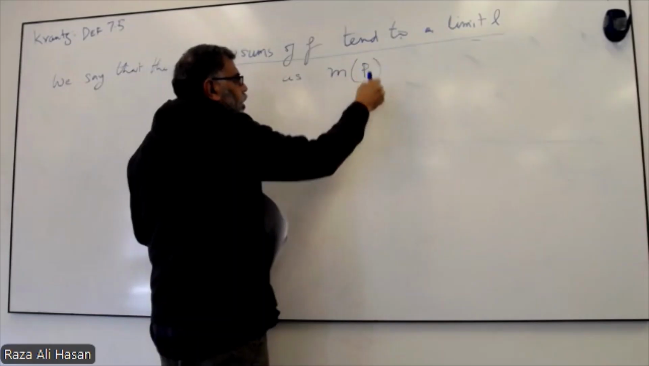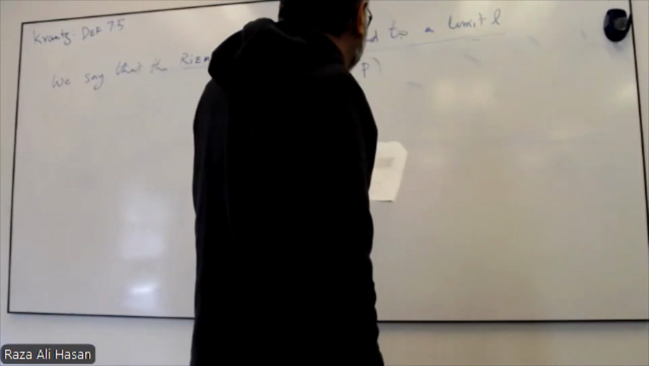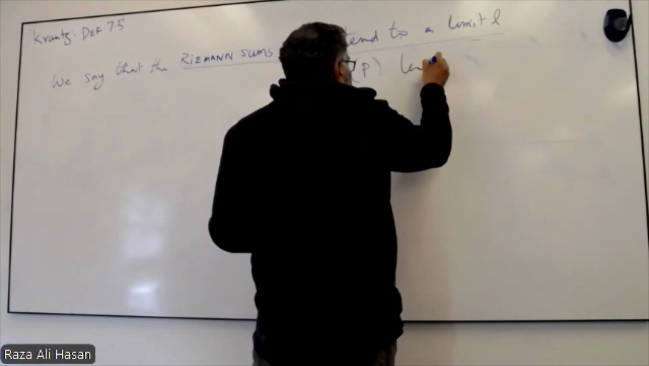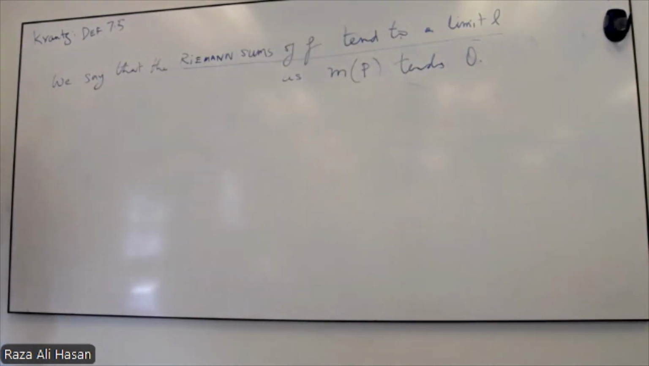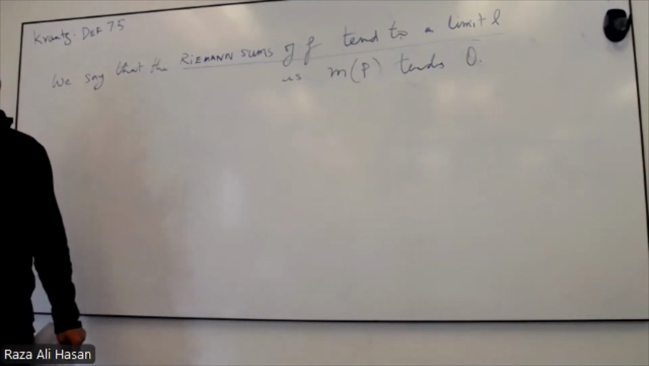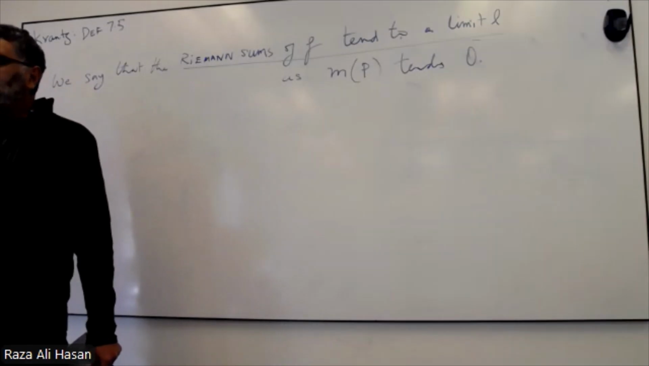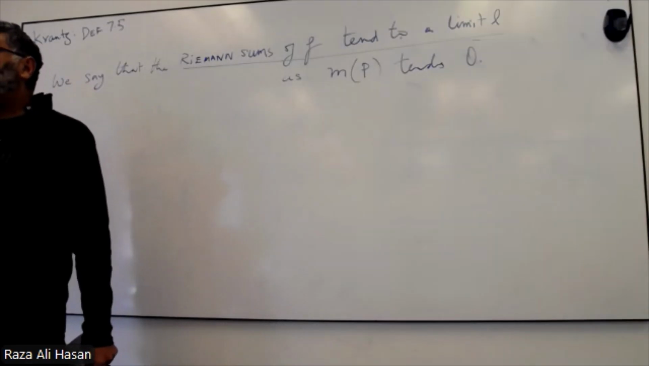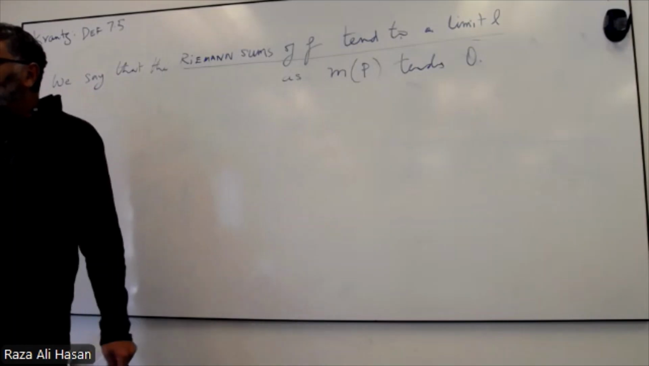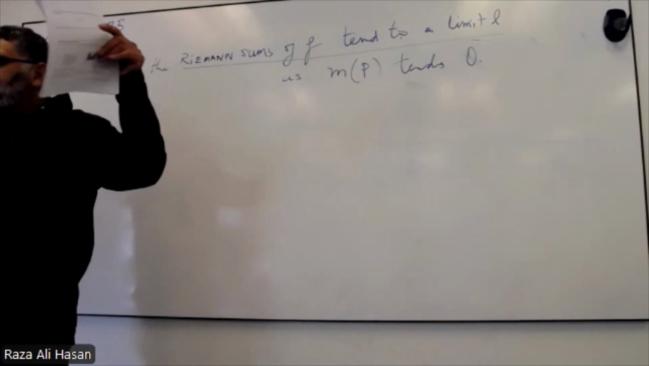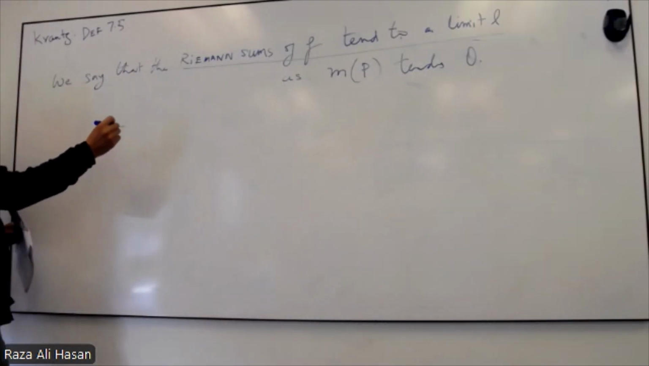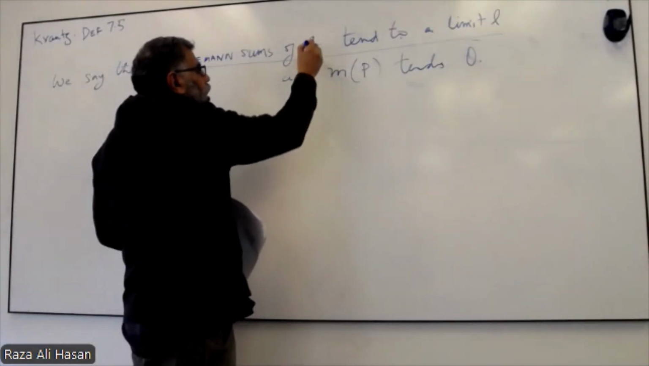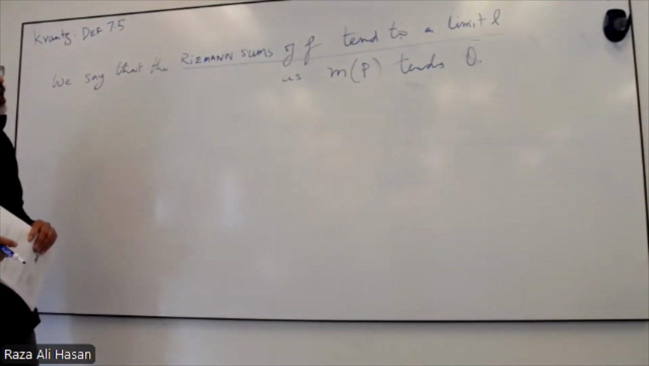as m of P. Oh, I forgot to do this m of P before. Mesh of P tends to 0. Okay, so what is mesh of P? Mesh of P is the widest, largest width of the base of these rectangles. If the largest one goes to 0, the rest of the ones will also shrink. So let's see, what does it mean for Riemann sums of the function f to tend to a limit L?